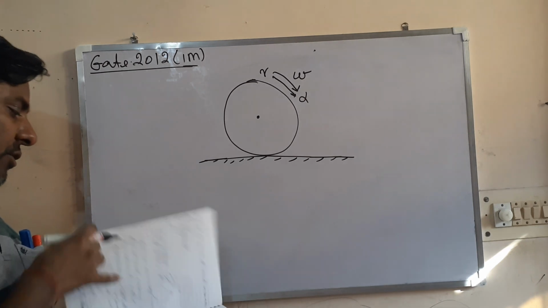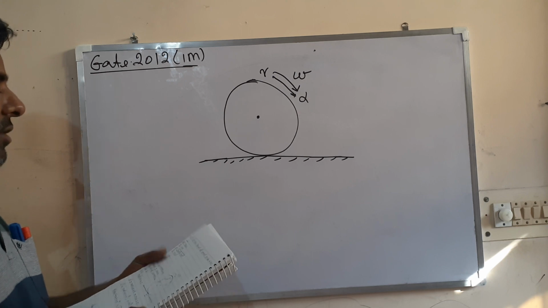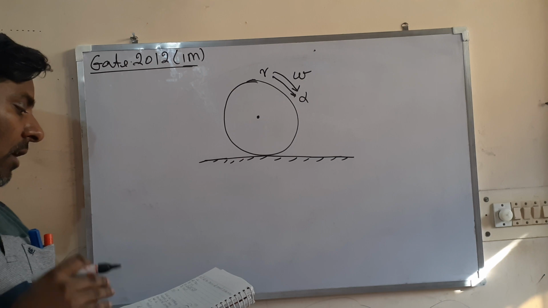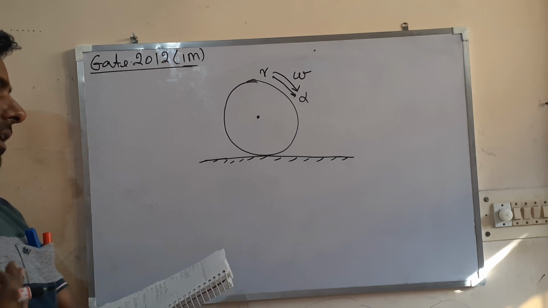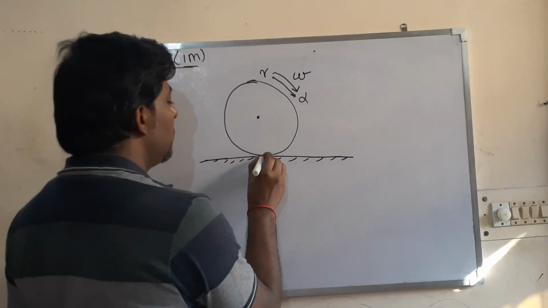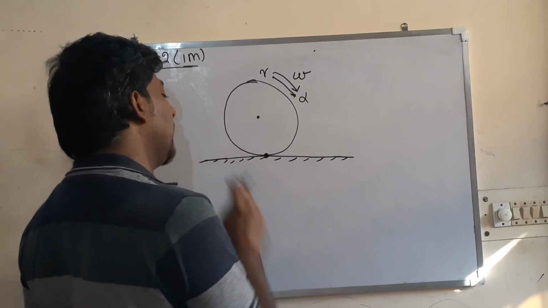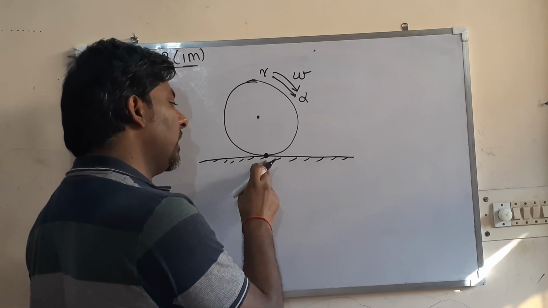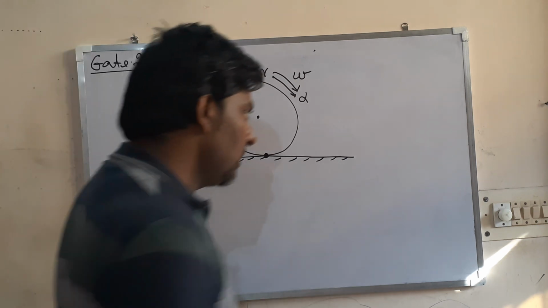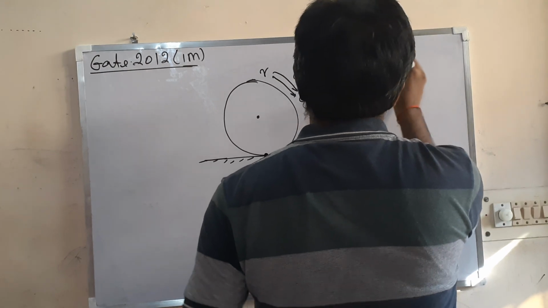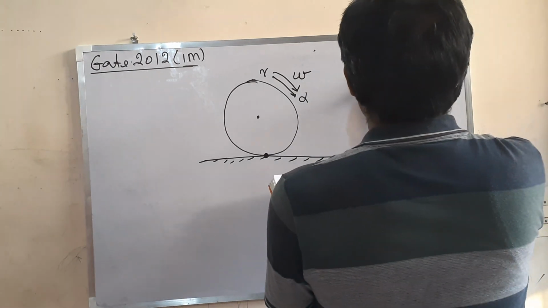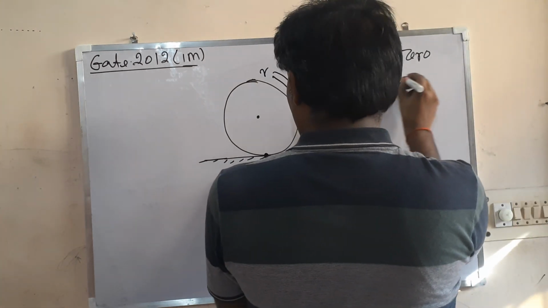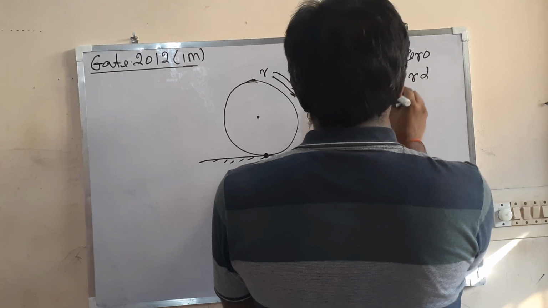The magnitude of the acceleration of the point of contact on the disk is what? This is the point of contact. So he is asking what is the resultant acceleration of this point of contact. They have given the options. Let us see the options also. Option A is 0. Option B is R alpha.